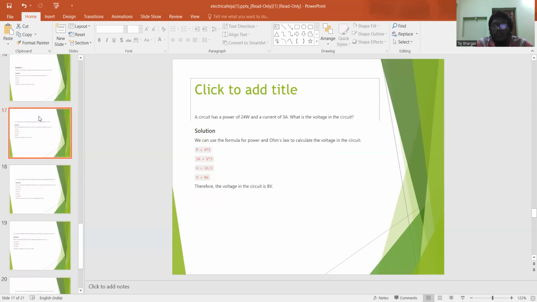The circuit has power of 24 watts and a current of 3 ampere. What is the voltage in the circuit? We can use the formula of power and Ohm's law to calculate the voltage. We know that P is equal to V into I, the power formula, right? 24 is equal to V into 3, given power is 24 watts and current is 3 ampere. So V is nothing but 24 by 3, so V is equal to 8 volts. You know that the SI unit of voltage is volts, so our answer is 8 volts.